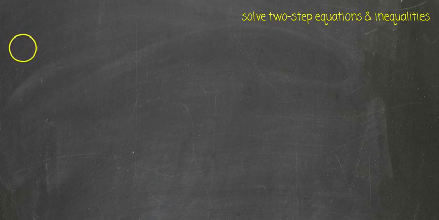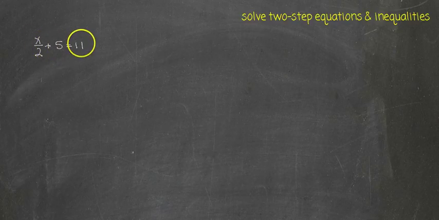If I'm given the problem, x divided by 2 plus 5 equals 11. So this is example 1. We're going to jump right into it. Well, what would x have to be in order for x over 2 plus 5 to equal 11?